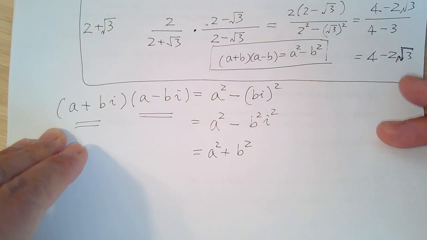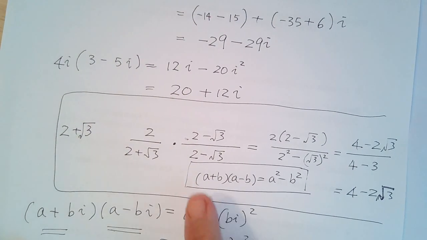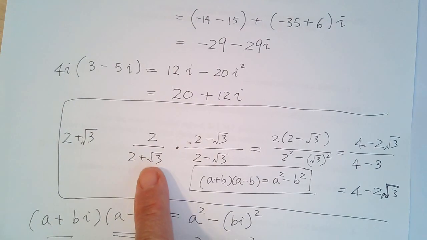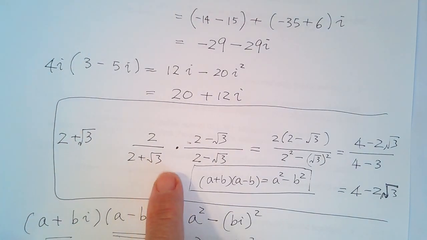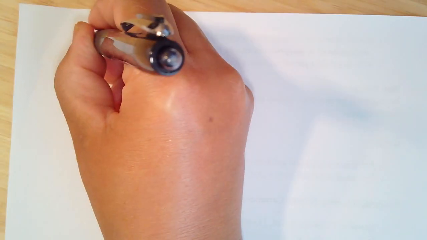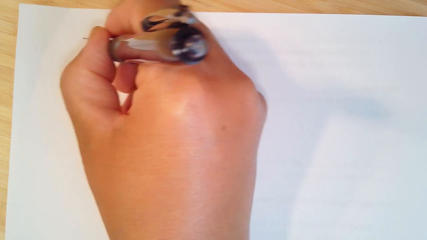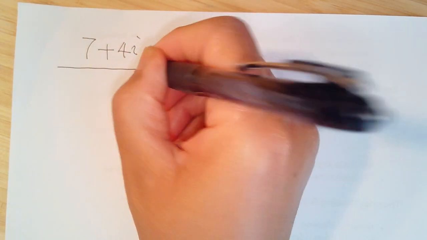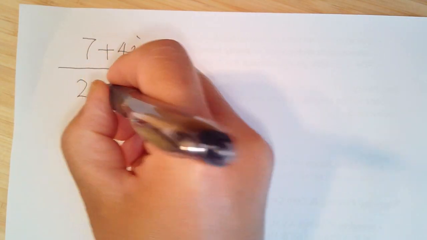Why do we need to do this? It's very similar to this one. If you want to divide by a complex number, you're going to multiply by its conjugate in both the numerator and denominator. What does that mean? Let me work on this example. I ask you to simplify this: 7 plus 4i divided by 2 minus 5i.